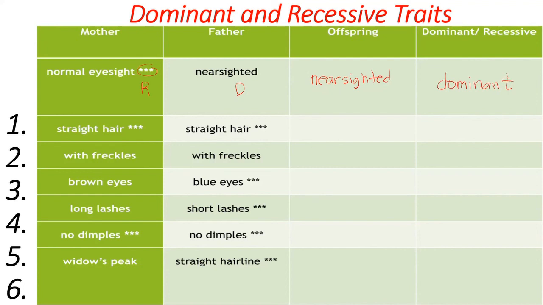Okay, so I'll be giving you 1 to 6 as your homework. Please look at the symbols again. This asterisk here, they are your recessive traits. Without the asterisk, just like this one, these are your dominant traits. Okay.